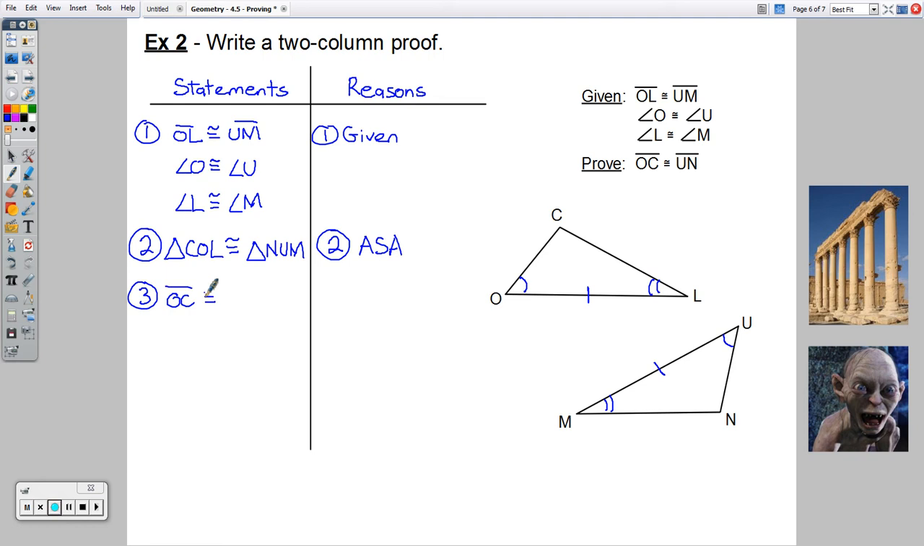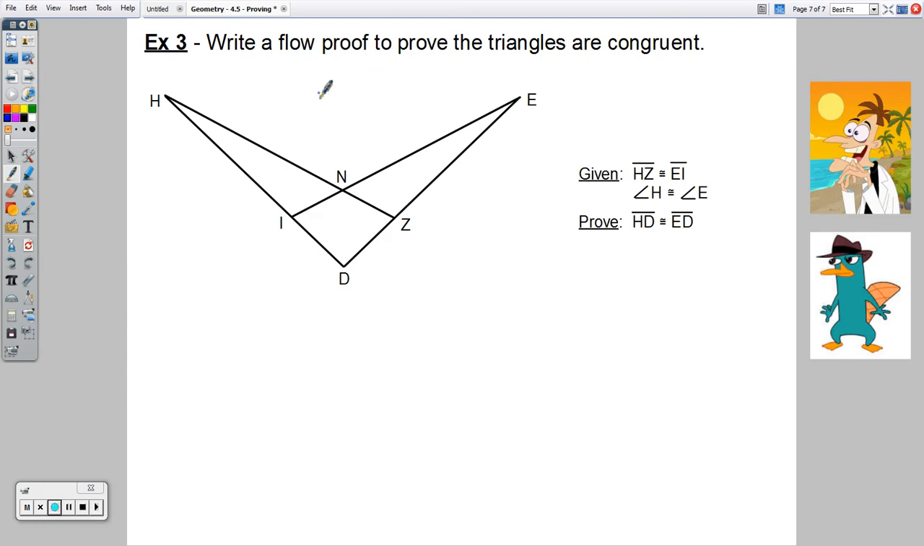And what was that reason? It was a 5-letter acronym. Do you remember that acronym? Or you could use 7 letters if you wanted to, but you could say CPOCTAC instead of CPCTC. But corresponding parts of congruent triangles are congruent. So CPCTC, that would make this true. We proved the triangles themselves were congruent. That means the corresponding parts of those triangles would also be congruent. So that's example 2. And example 3, we're going to do the third style of proof, a flow proof.